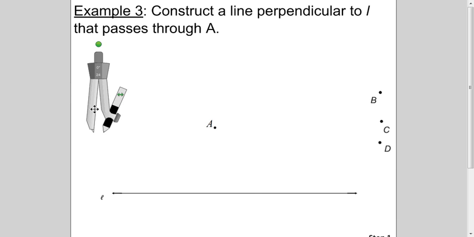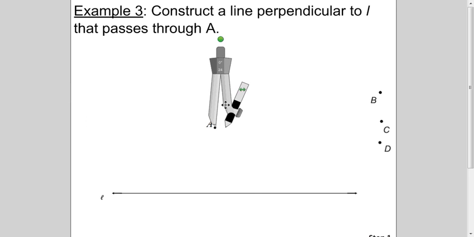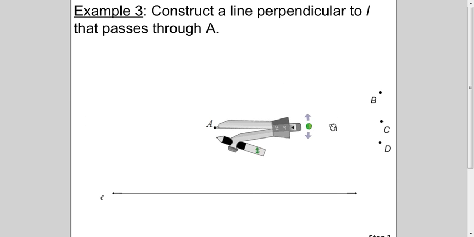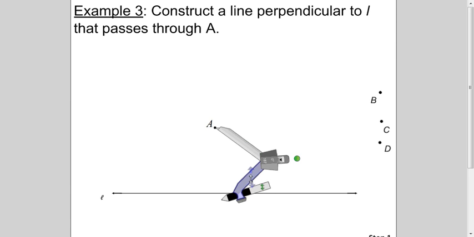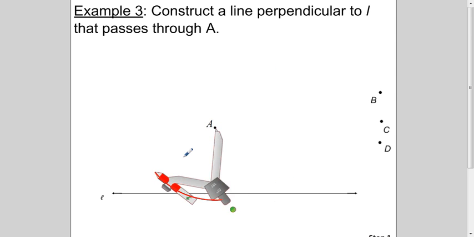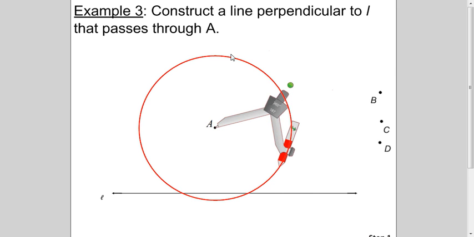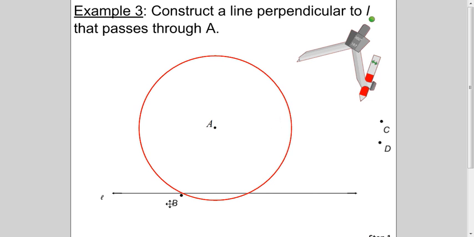Well, if we take A and make that the center of a circle, we can make the circle big enough that it will cross our line 2 times. And we just learned that any point on a perpendicular bisector is equidistant from the endpoints of the segment. And if we label these 2 points right here, B and C, since A was the center of that circle, and A is equidistant from B and C, since AB and AC are radii, A must be on the perpendicular bisector. That's what we're getting at here.